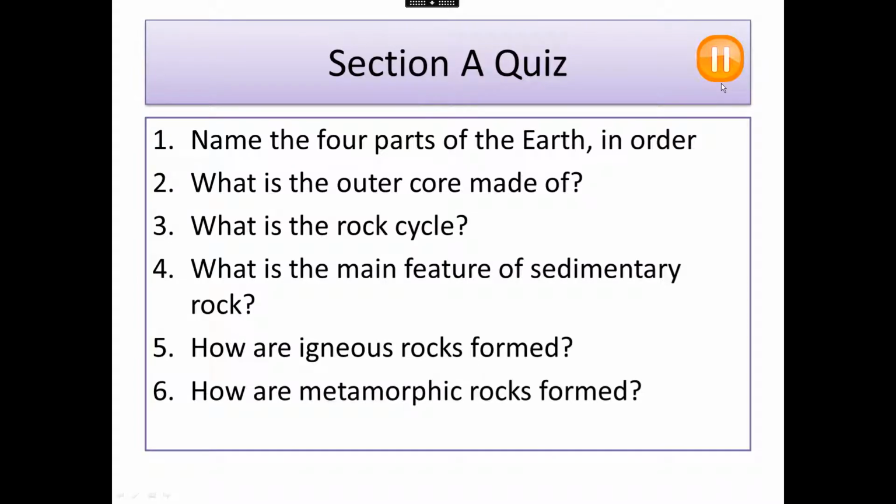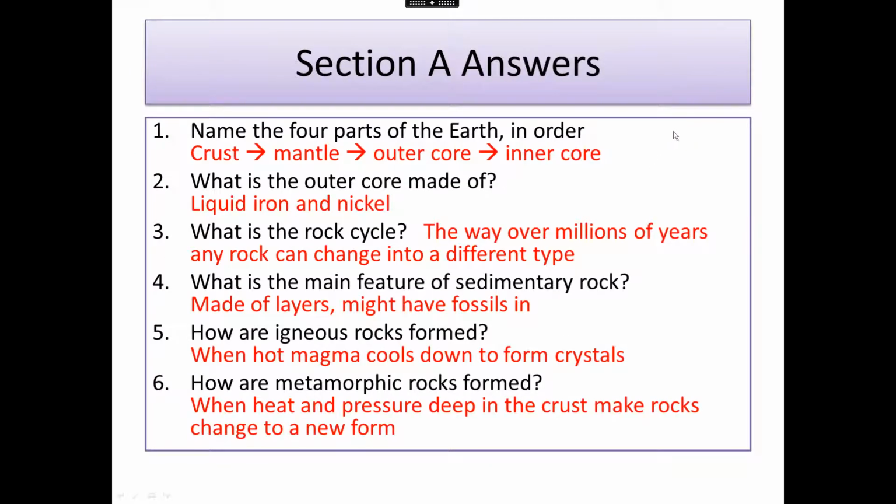Let's go through the answers. Here we go. You can pause this. I won't necessarily read them all out every time, but pause the video if you need to and see if you were right.